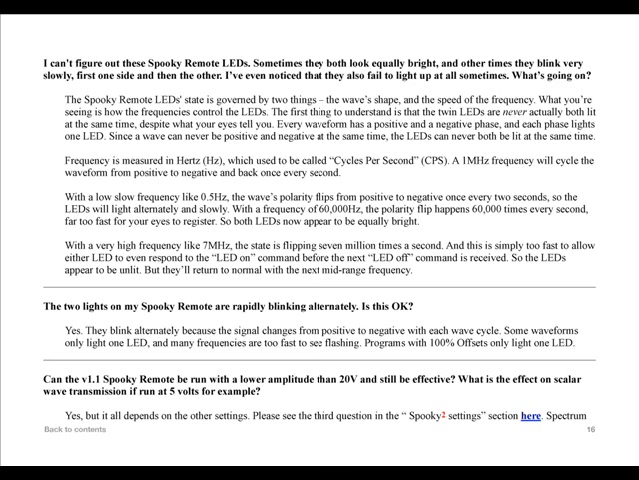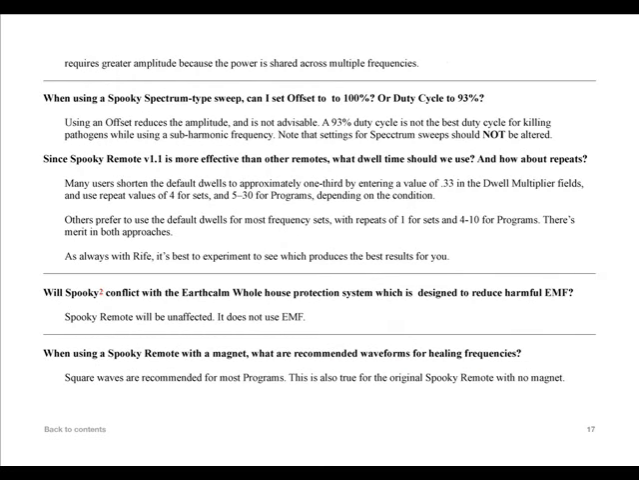Back to contents. 15. I can't figure out these Spooky Remote LEDs. Sometimes they both look equally bright, and other times they blink very slowly, first one side and then the other. I've even noticed that they also fail to light up at all sometimes. What's going on? The Spooky Remote LED's state is governed by two things, the wave shape and the speed of the frequency. What you're seeing is how the frequencies control the LEDs.